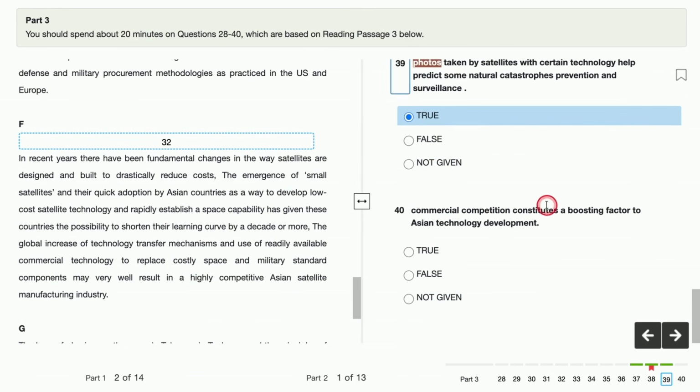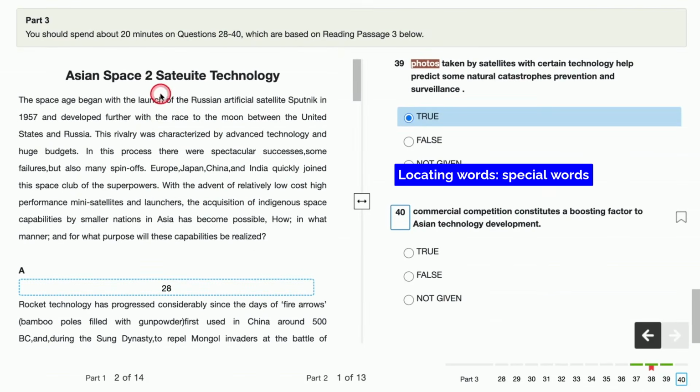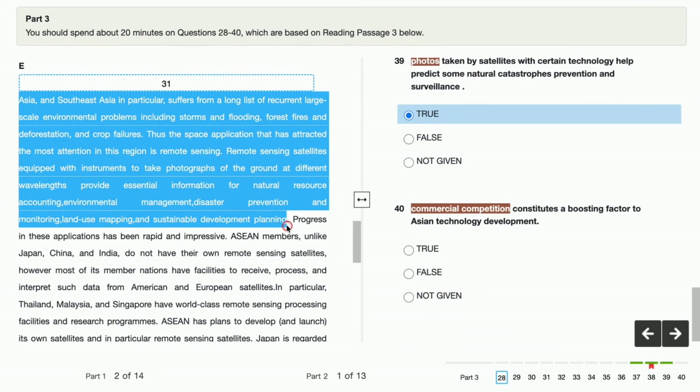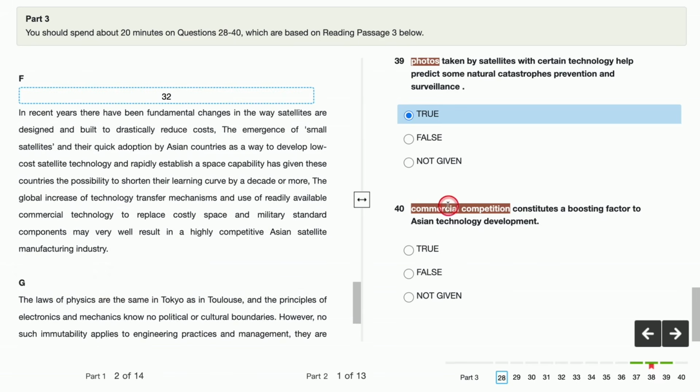Commercial competition constitutes a boosting factor to Asian technology development. Which word do you think is special? We shouldn't use Asian and technology to locate the answer, right? Because the entire passage is about Asian technology development. I think commercial competition is special. Earlier, we have read this, right? And the remaining paragraph doesn't mention commercial competition, so we are going to skip it. The next paragraph mentions commercial competition. Now, I will play the audio for this paragraph. You try to find out where it mentions commercial competition.